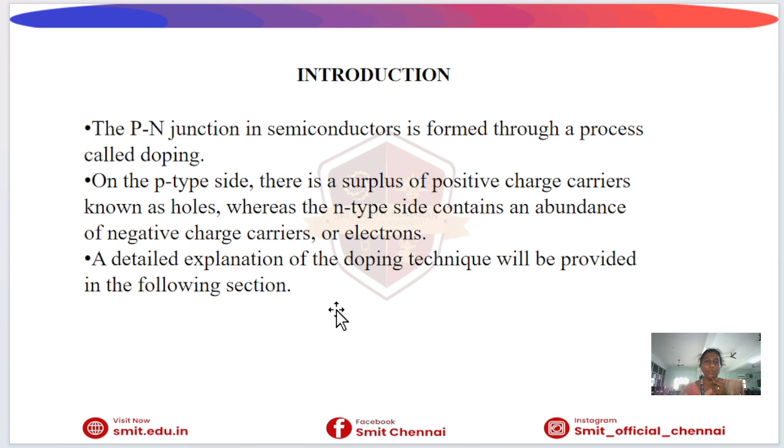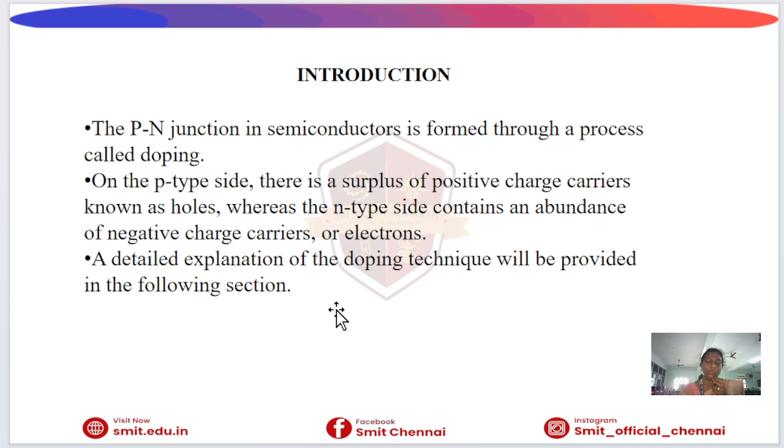So what is the type of doping? It is a trivalent impurity. The examples are gallium, indium, and boron. These create holes, so it is a P-type semiconductor. Then the pentavalent impurities, such as phosphorus, arsenic, and antimony, create free electrons, so it is an N-type semiconductor.